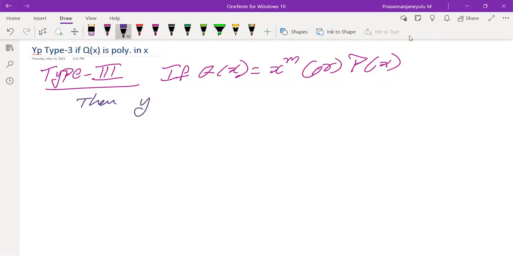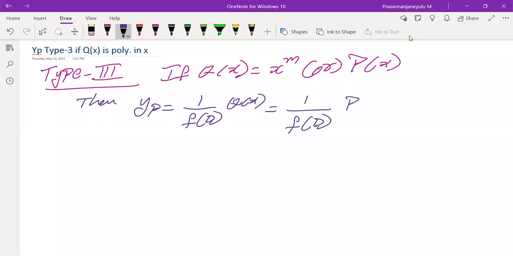As usual, yp is equal to 1 by f of D of Q of x. What is Q of x? For the name's sake, I'm taking P of x, that means a polynomial in functions of x. 1 by f of D of P of x form, polynomial in functions of x. That means it may be x power 2 or x power 3 or x power 20, or a polynomial in functions of x, x square plus 5x plus 1, it may be.